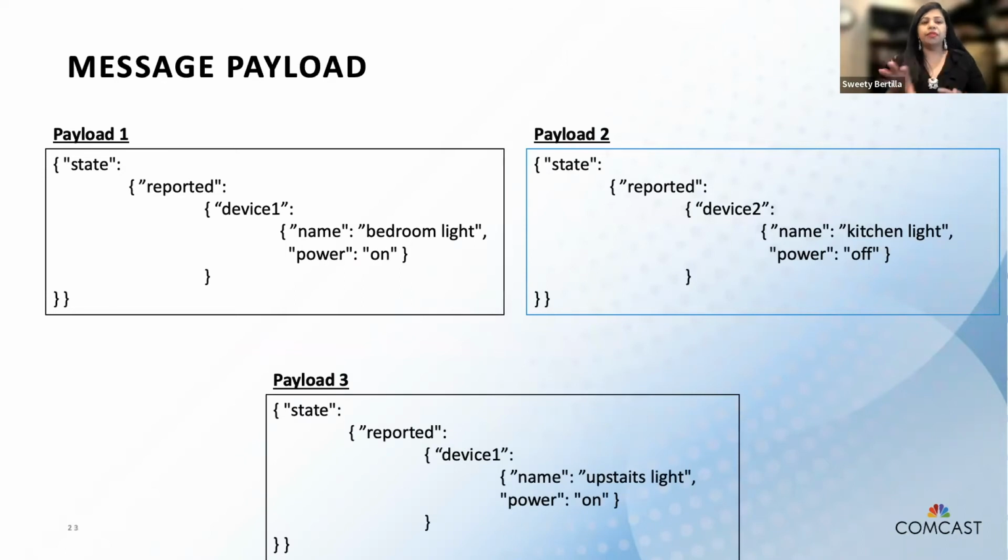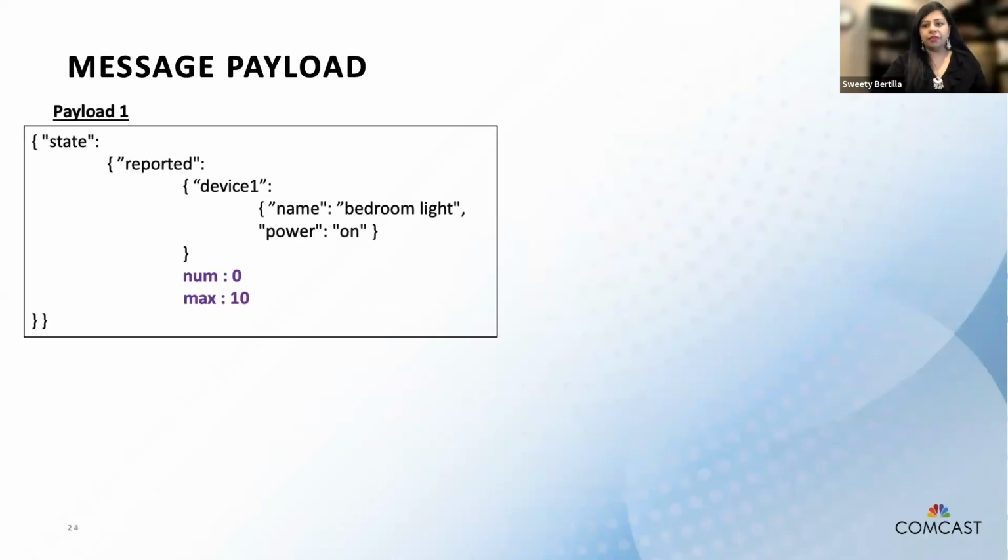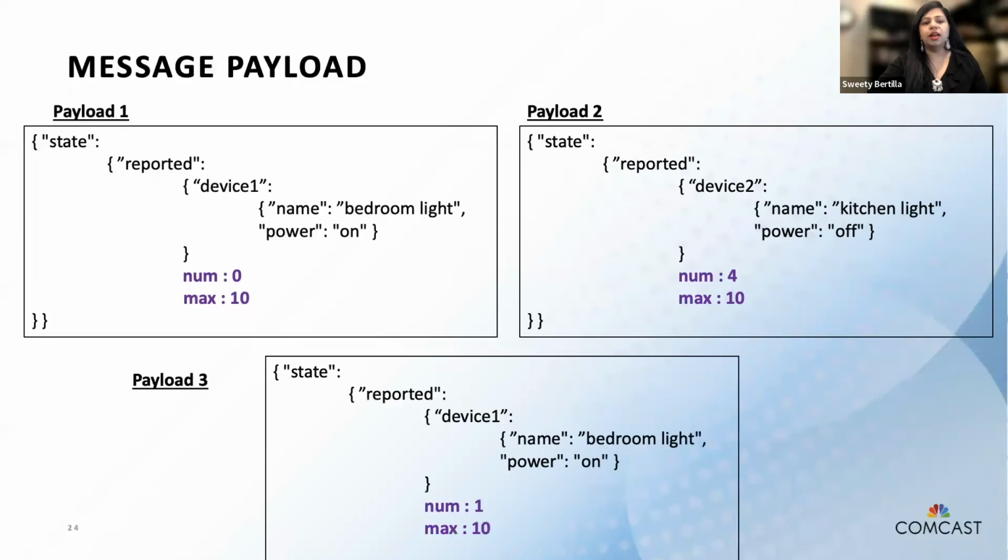For example, we have the message payload saying there's payload one coming for device one, another payload coming for device two, and a third payload coming in. Then we have to specify that the maximum number of devices you're going to get is 10. That's how we'll know that we are going to get 10 devices. We also had a num logic to say which devices we were missing. Here you can see that I received the first device, which was num0, another one was num4, and num1.